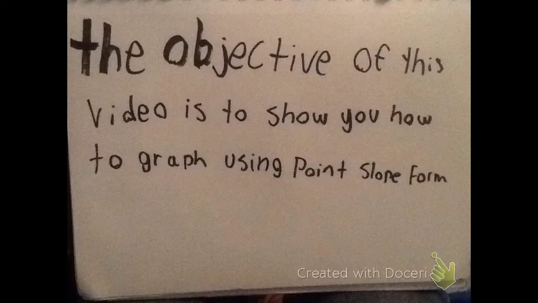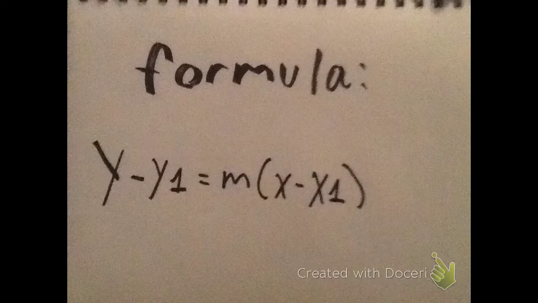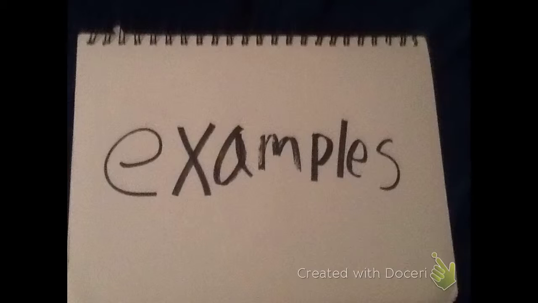Hello. The objective of this video is to show you how to graph using point-slope form. The formula for point-slope form is y minus y1 equals m times x minus x1. Now that you know that, I'm going to show you some examples.